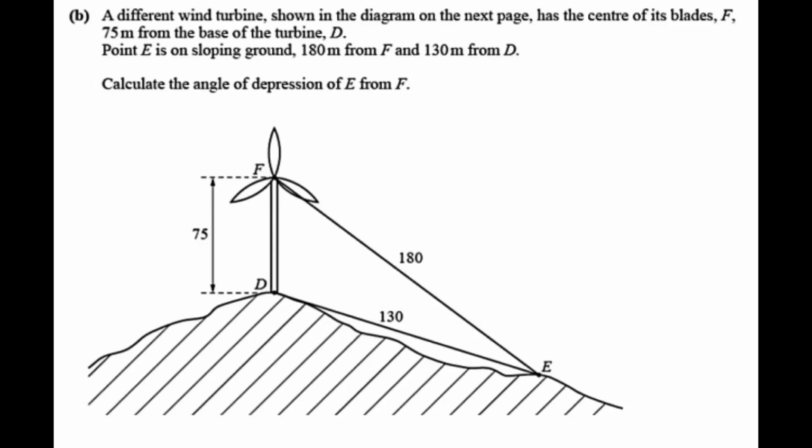So we got a question right here. A different wind turbine, shown in the diagram on the next page, has the center of its blades F 75 meters from the base of the turbine D. Point E is on sloping ground 180 meters from F and 130 meters from D. Calculate the angle of depression of E from F.